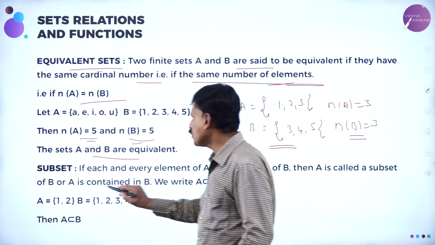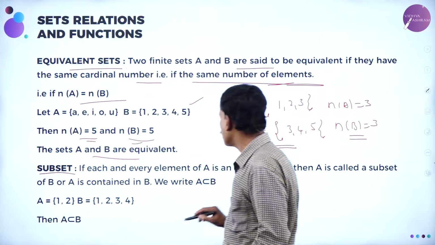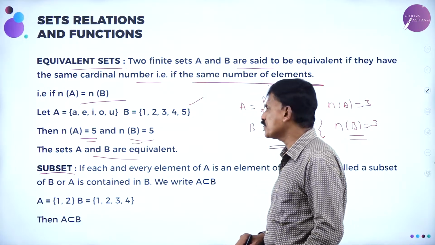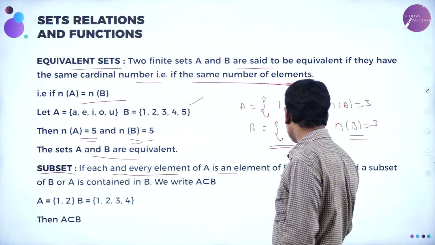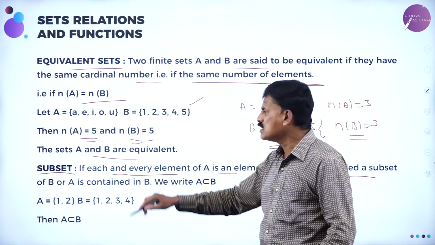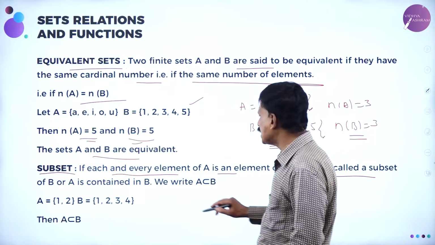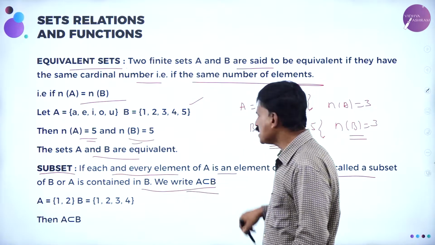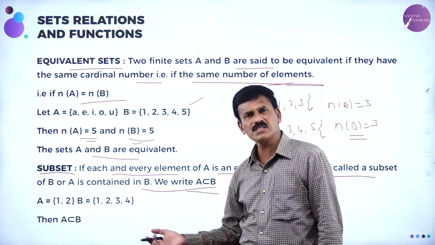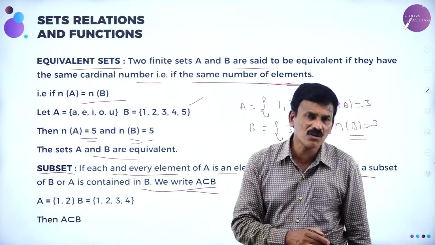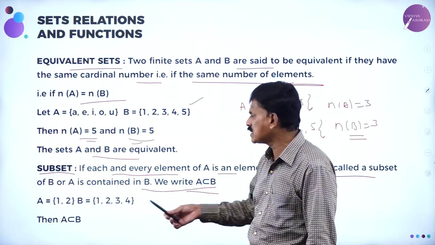Now, let us come to a very important concept called the subset. This is very, very important. If each and every element of A is an element of B, then A is called a subset of B, or A is contained in B, and it is denoted as A ⊂ B. So, if all the elements of A are elements of set B, then A is called a subset of B. Let us take an example.